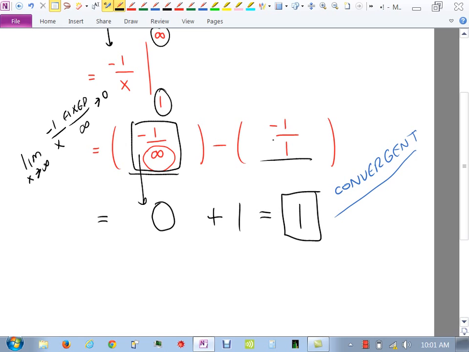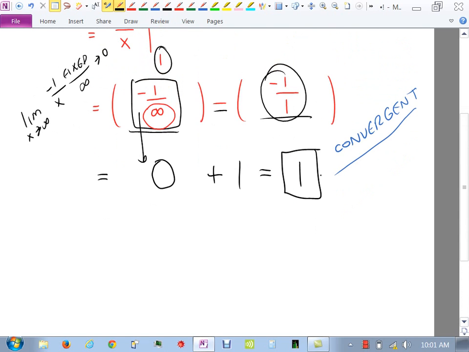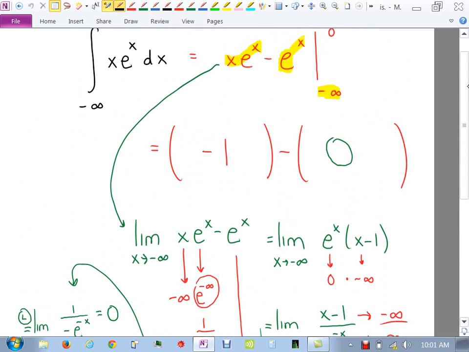Over here we just get negative 1, but then we're subtracting it. So negative 1 minus negative 1 is 1. So the area is 1. In the case that we get a constant like that, we say that this integral is convergent to 1. And then the last problem, I believe this is the last problem I did. Yeah, this one was it.